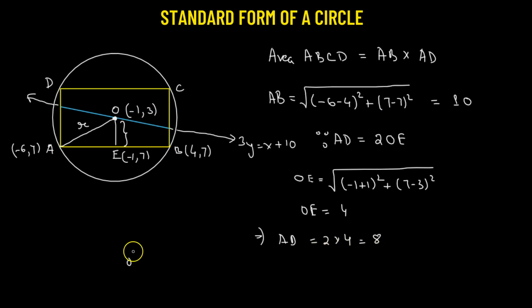And finally, we can say that the area of rectangle ABCD is going to be equal to 10 times 8, which is going to be 80 square units. So we have successfully found out the area of the rectangle as well.